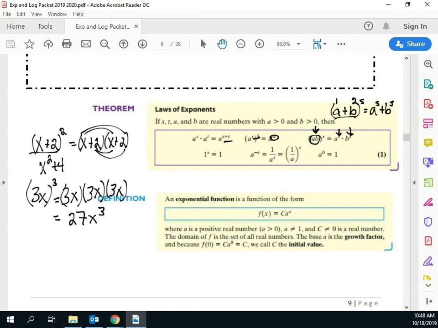All right, so let's move on. 1 raised to any power is going to be 1, which, think about it, guys. If I was to expand 1 cubed, what does that expand to? Which ends up being 1 times 1 times 1. No matter how many 1s you put in there, it's still going to be 1.